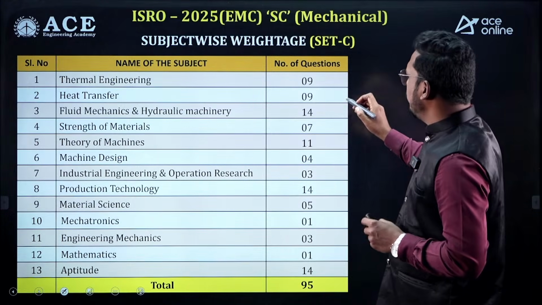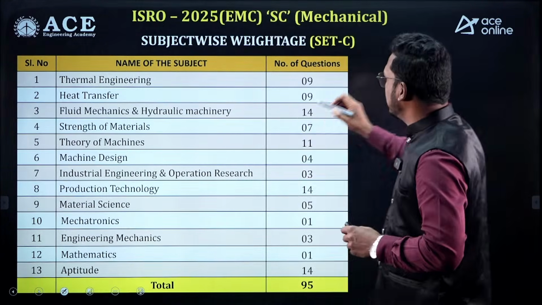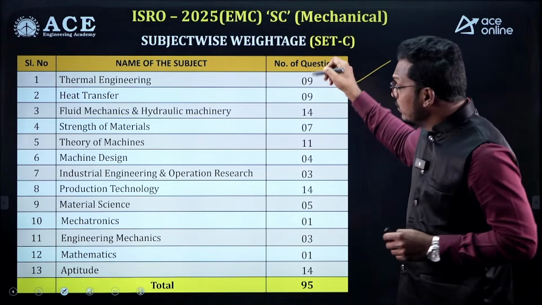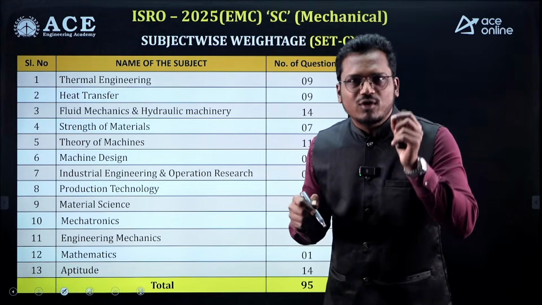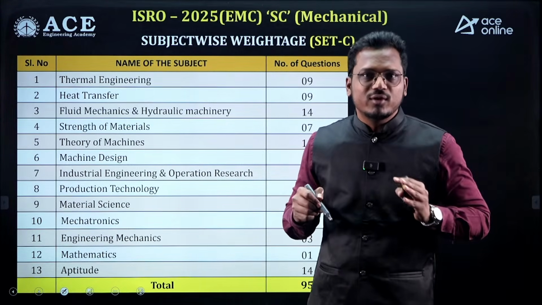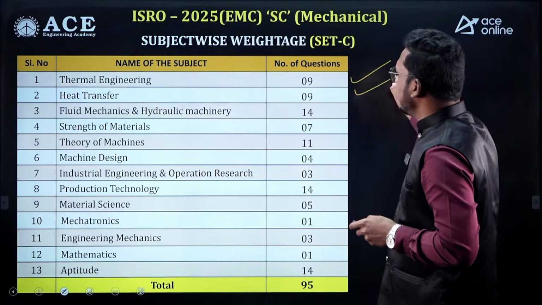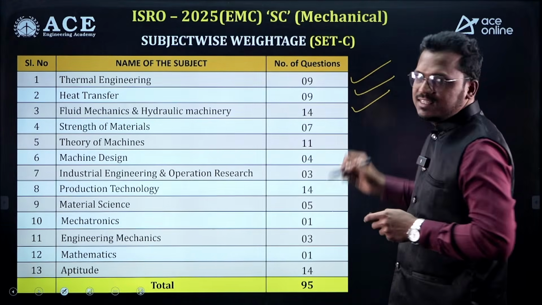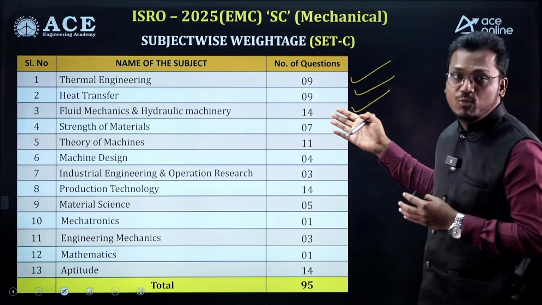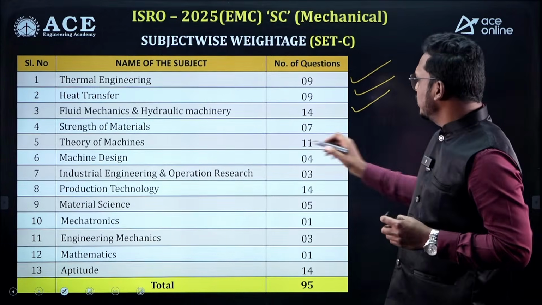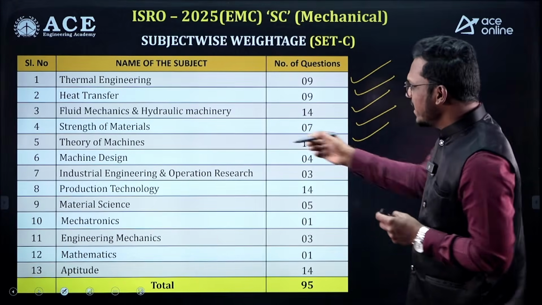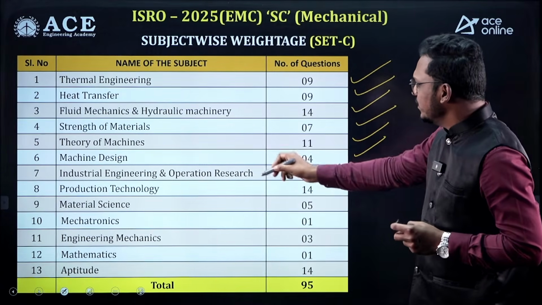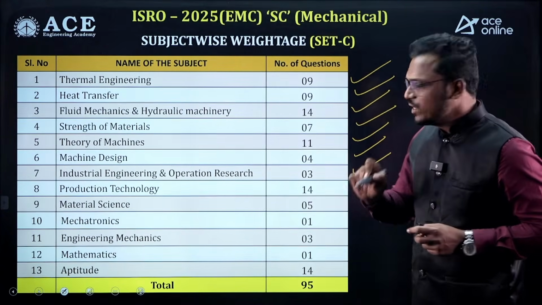In this paper, from thermodynamics you find 9 questions, and each and every question was asked from the ACE Engineering Academy notebook only. Heat transfer has almost 9 questions. Fluid mechanics, as expected, every year has more weightage, with 14 questions. Strength of material has 7 questions, theory of machines 11 questions, machine design 4 questions, and industrial engineering and operations research 3 questions.